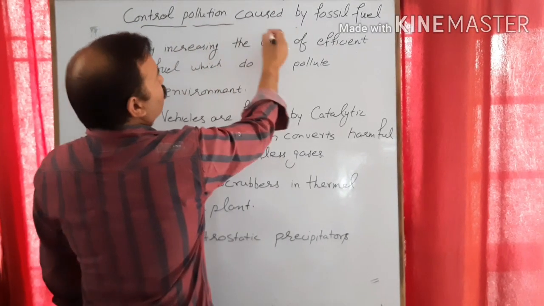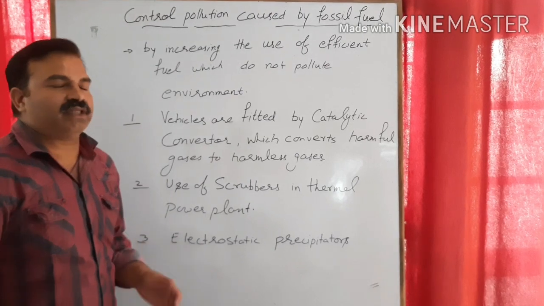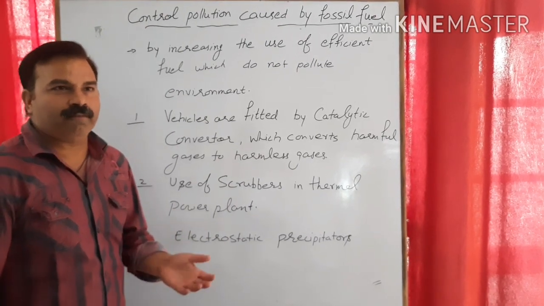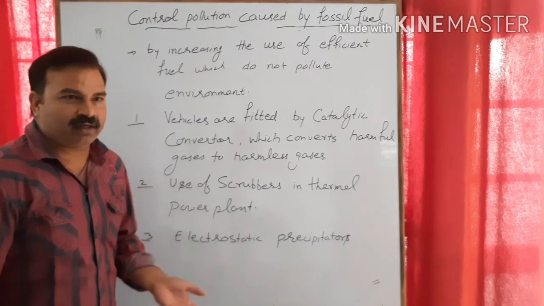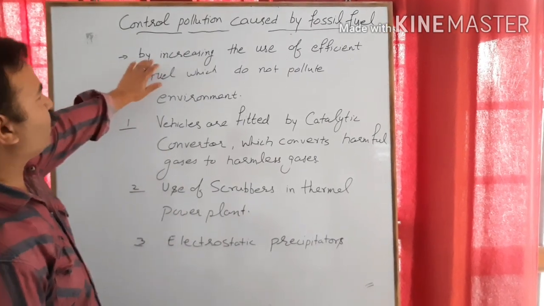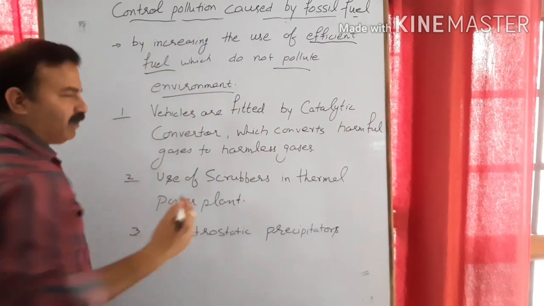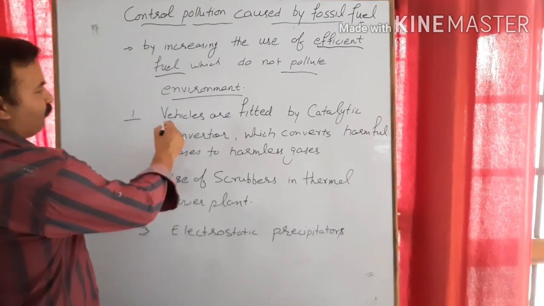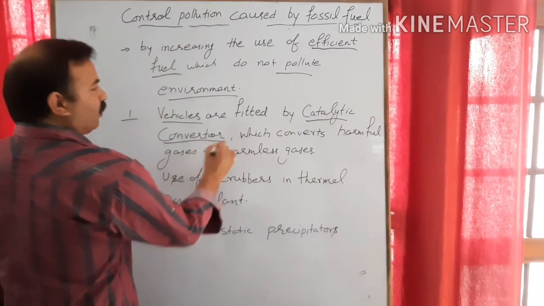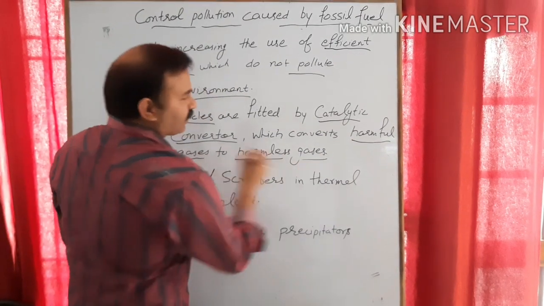Next topic is how to control pollution caused by fossil fuels. You people know that coal and other fuels, when they burn, produce smoke and pollute the environment. We should try to use those fuels which do not form ashes or leave residue, and do not pollute our environment. In this, the very first thing is that we use efficient fuel which does not pollute the environment, which I told you. For this, all vehicles, scooters, motorcycles and all, are fitted with a catalytic converter, which converts the harmful gases into harmless gases.